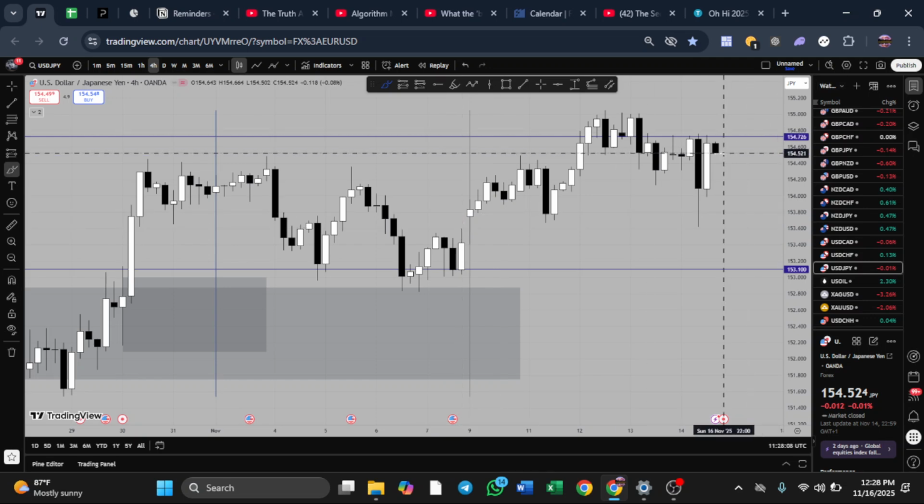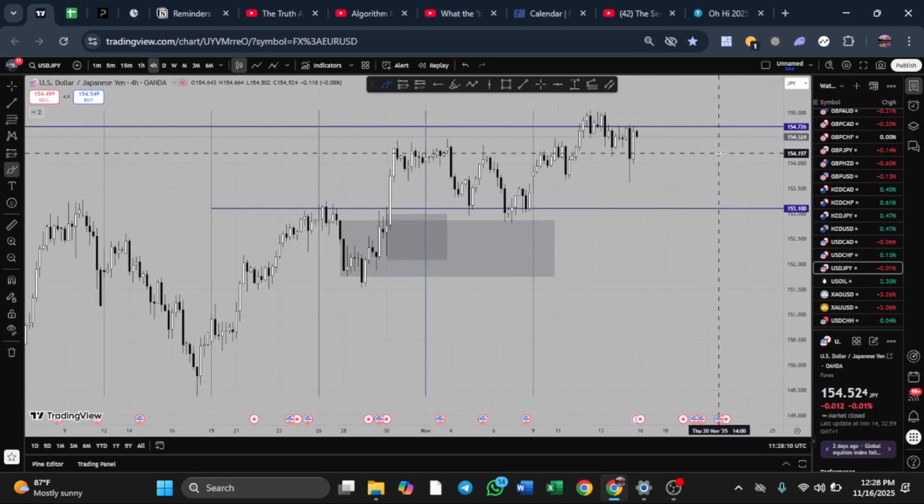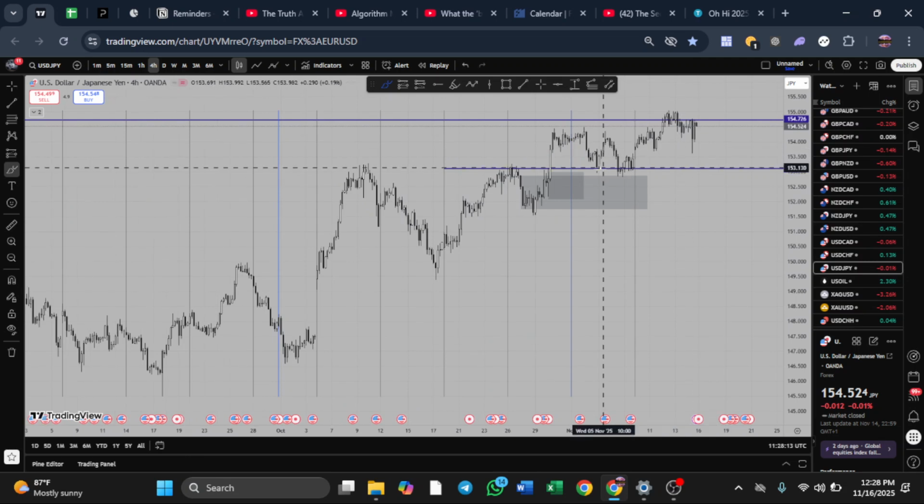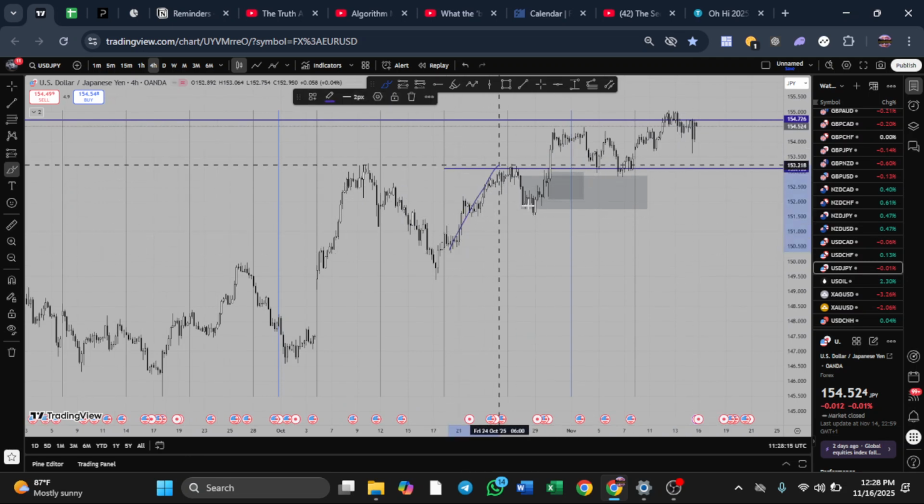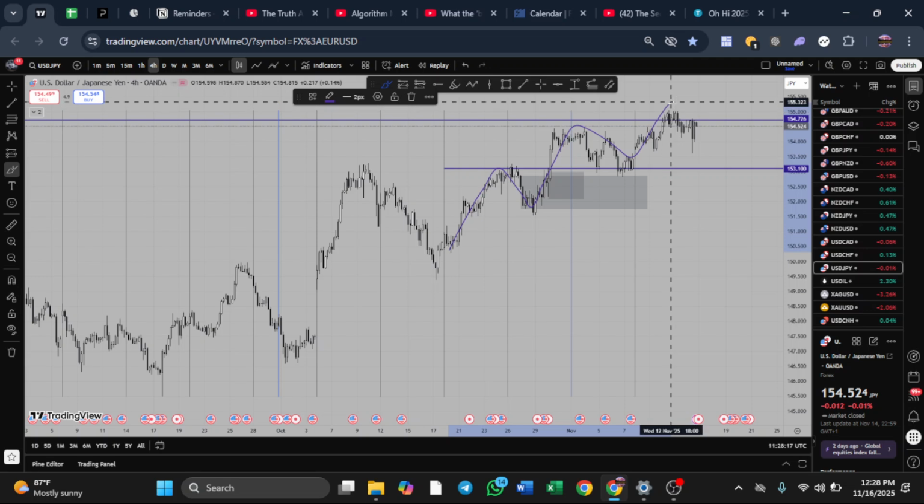So potentially we might see price push to the upside. So I'm still more bullish on this than bearish. Why? This is bullish price action. So that's what I'm expecting from UG.